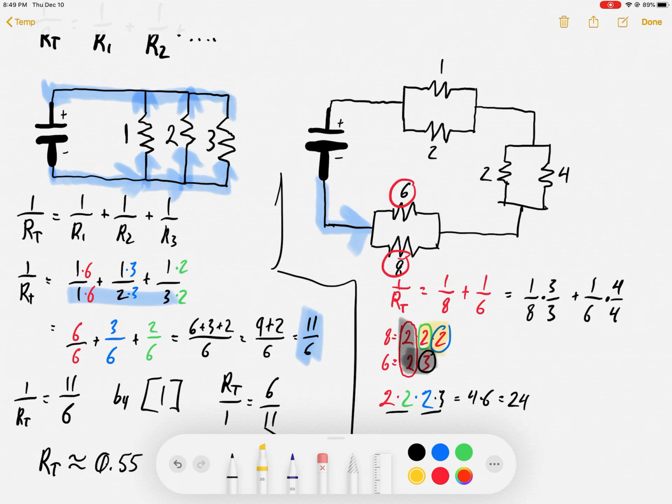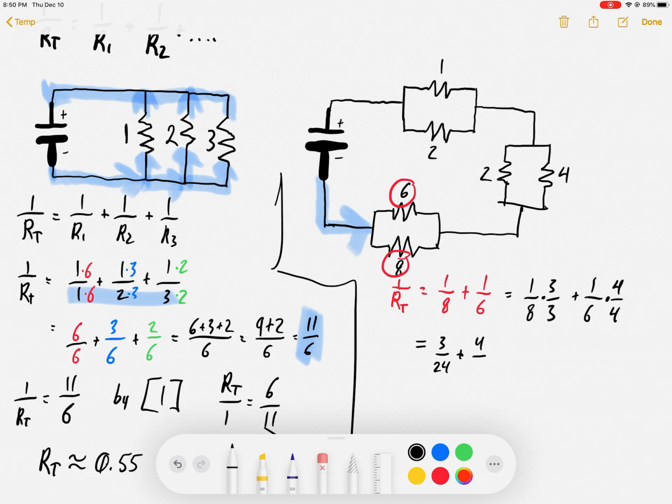So just another one of those things I find neat, kind of curious that things work out that way, and that's not a coincidence. That's actually a pretty important property, but if you want to hear more about it, I'll be more than happy to tell you about it later. So this is 3 24ths plus 4 24ths. Okay, add those together, you get 3 plus 4 over 24, 7 over 24.